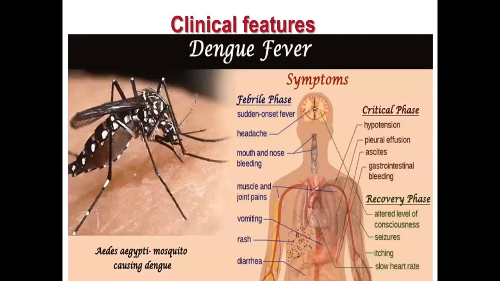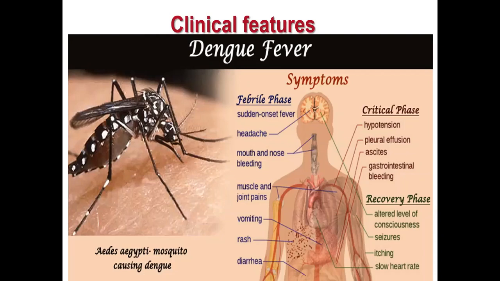How can a patient present to us? The presentation is divided into 3 stages: the febrile phase, the critical phase, and the recovery phase. The most common presentation is fever, intermittent, low grade to high grade, along with rash, diarrhea, vomiting, muscle and joint pains, mouth and nose bleeds, headache, and sudden onset of fever. The rash in dengue fever is maculopapular along with a mottling-type rash during the initial 2 to 4 days of fever onset.